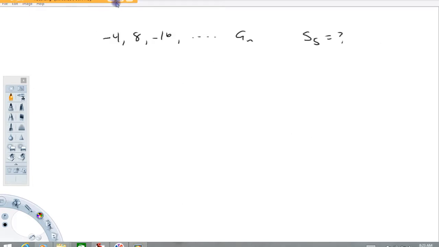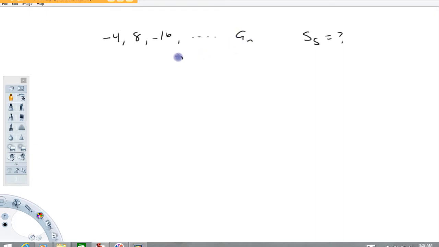Alright, so I'm back, and we're going to take a look at the sequence described by -4, 8, -16, and so forth. First things first, you have to recognize this as a geometric sequence. It is a multiplication that is getting us from here to here, and then here to here, and then here to here, and so forth.